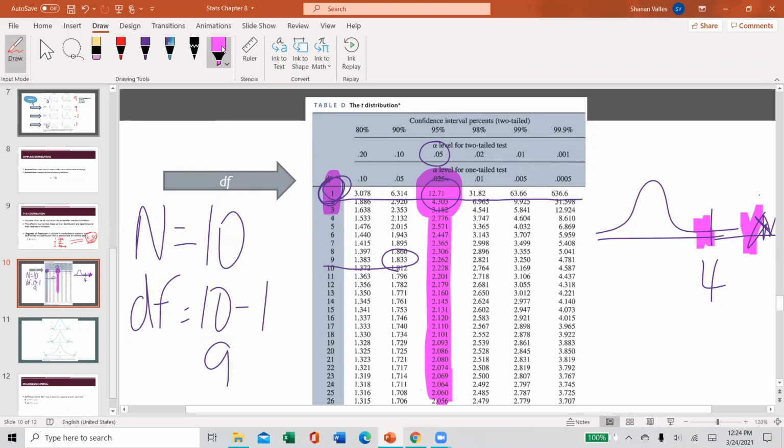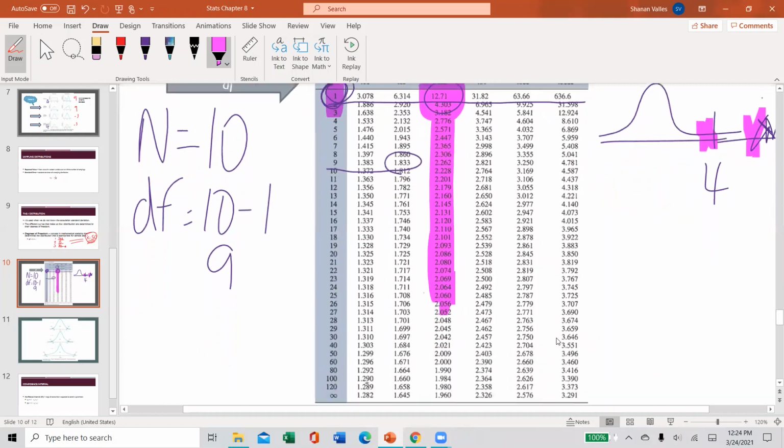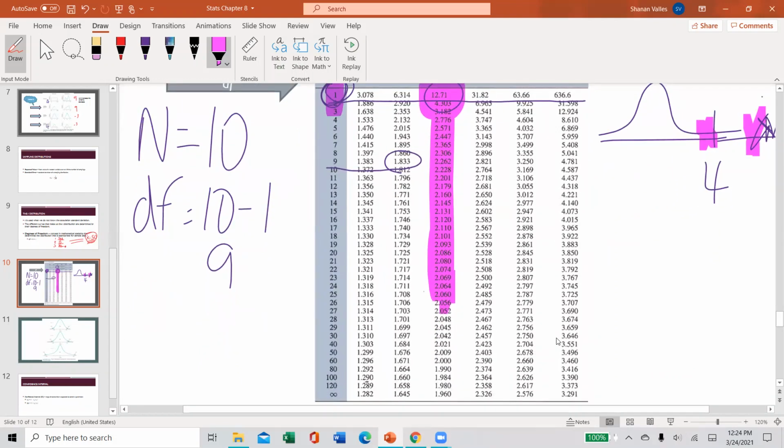And as you look at these values, as your sample size increases, those values get smaller, making it easier to get into that range. Because they know as sample size increases, we have more confidence that we are not making a mistake. We have less uncertainty. Once you get way down here, infinity, if you have such a big sample size, then our value is 1.96.